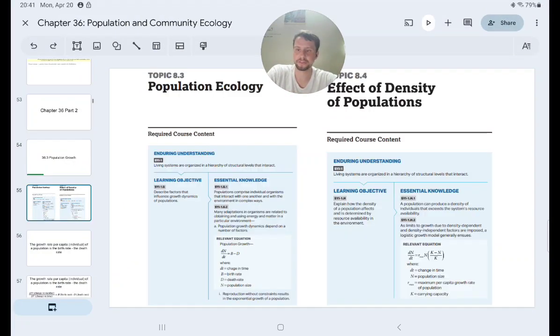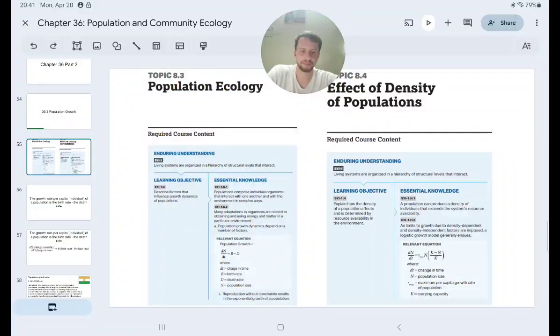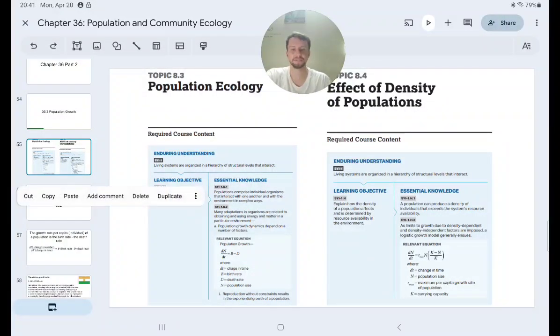36.3 is about population growth and how populations change over time. In regards to the equations, as we'll see, based on the AP Bio questions and my experience teaching AP Bio, there's not a lot of emphasis on plugging in the math and determining the rates, but rather on understanding what the equations mean in a qualitative or conceptual way.